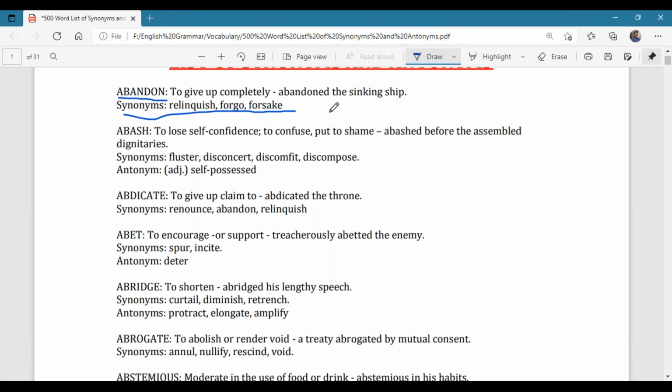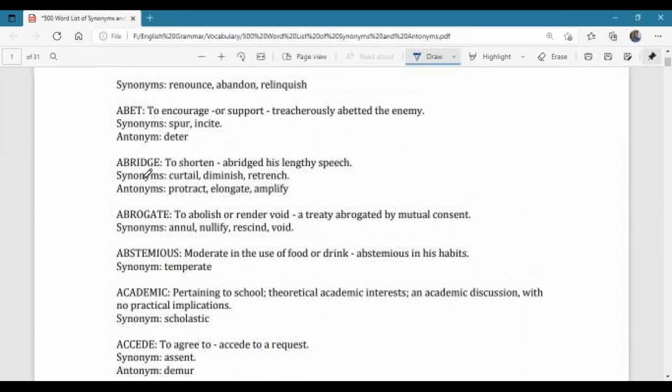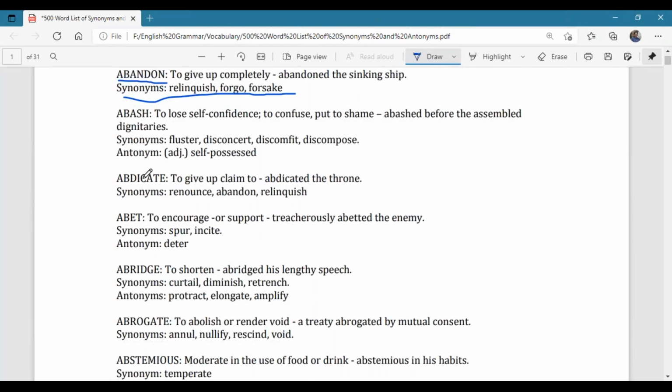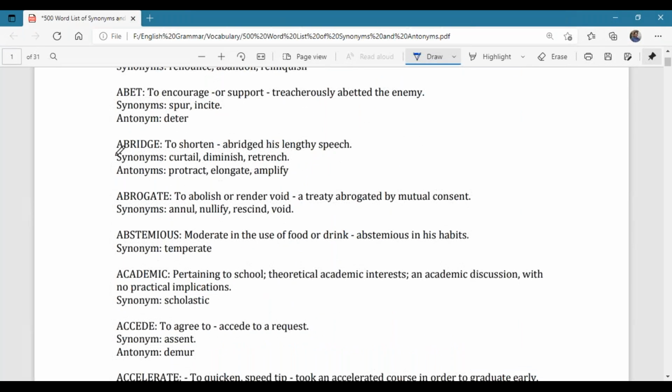Now the next important word is abridge. Abridge is a very useful word for you. Okay. Abridge means to shorten. Abridged his lengthy speech. He abridged his lengthy speech.